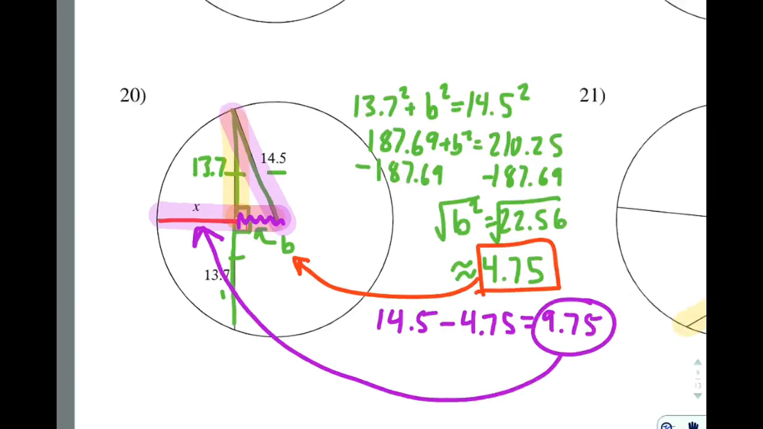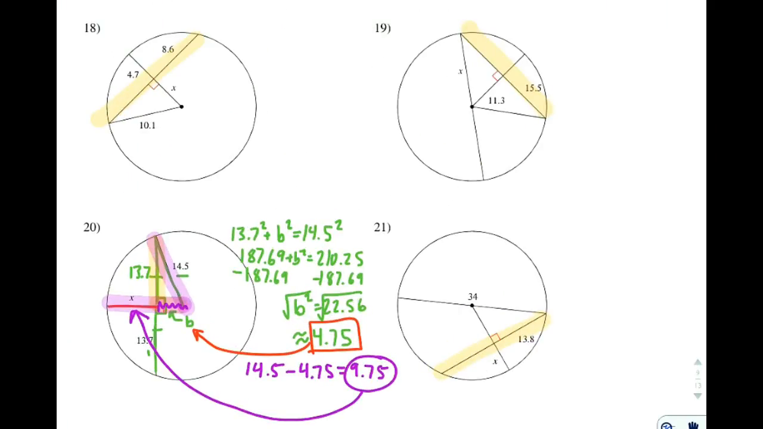And that's how you would do that one. That's one of the hardest ones. Some of these are going to be a little bit easier, but in all cases you're going to want to use the fact that you have equal parts on each side and you have a right angle that can allow you to use the Pythagorean theorem.